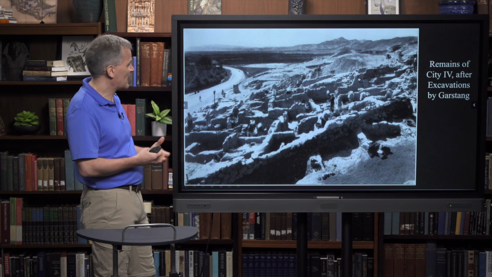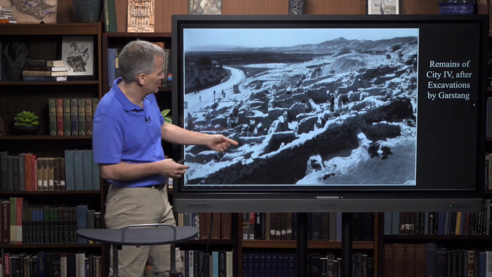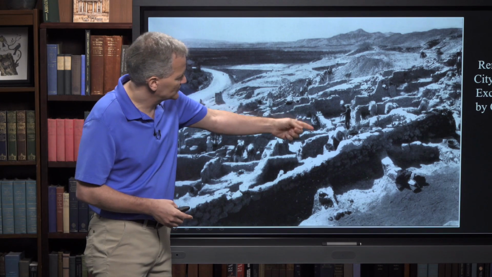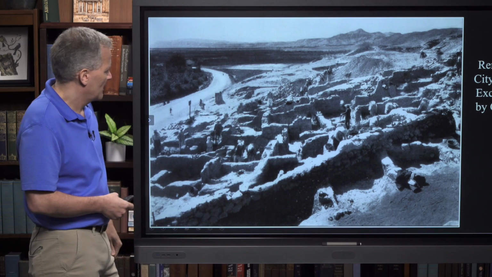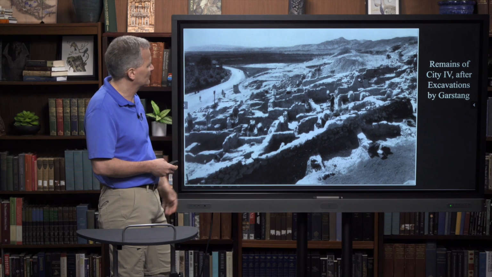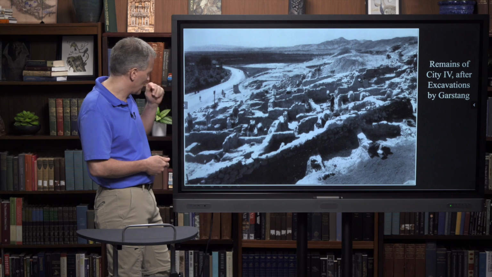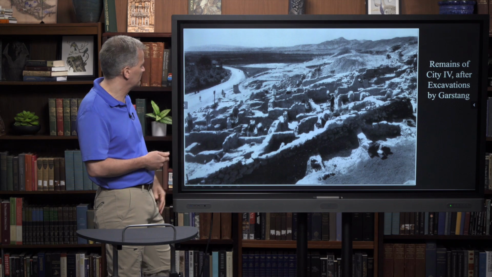This is one of the old black and white photos from Garstang's excavations showing you both balks and walls, not city walls, but house walls, residential walls that were built to separate homes from one another, many of which were probably contiguous.